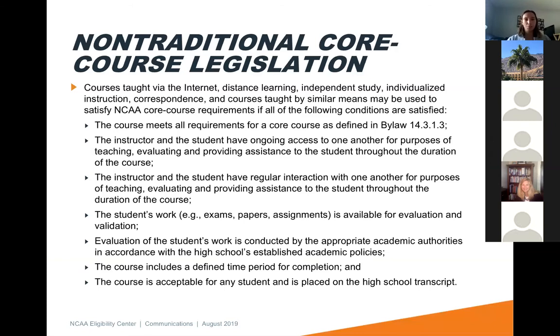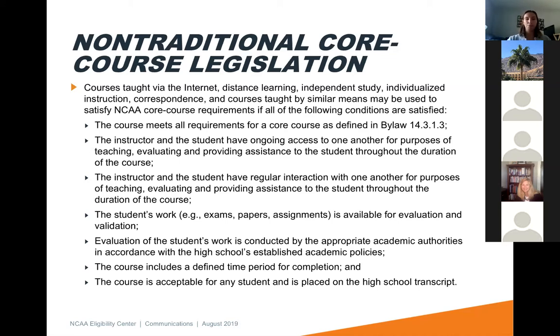In order for a non-traditional program to meet the NCAA non-traditional core course legislation, the programs must have the following: courses that meet all requirements for NCAA core courses, which is what Krista just mentioned. These programs must have regular and ongoing student and teacher interaction for the purposes of instruction, evaluation, and assistance for the duration of the course. I'll talk a little more about that momentarily. These programs also have to have student work available for evaluation and validation, the appropriate academic authorities evaluating student work, a defined time period for completion, and I'll talk more about that one as well. And then finally, these programs must have courses that are acceptable for all students, and these courses will be put on the student's high school transcript.